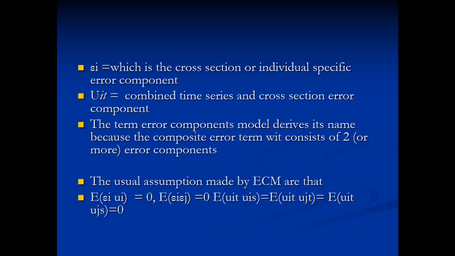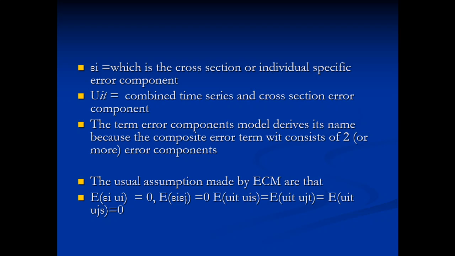And the term error components model derives its name because the composite error term w_it consists of two error components. w_it has two components. What are they? Epsilon_i, which is the cross section or the individual specific error component, and u_it, which has both the time series and the cross section component.